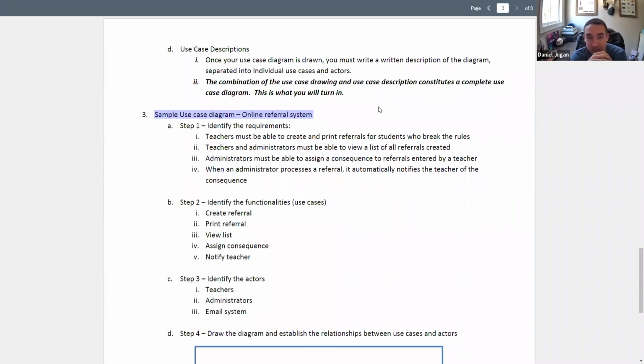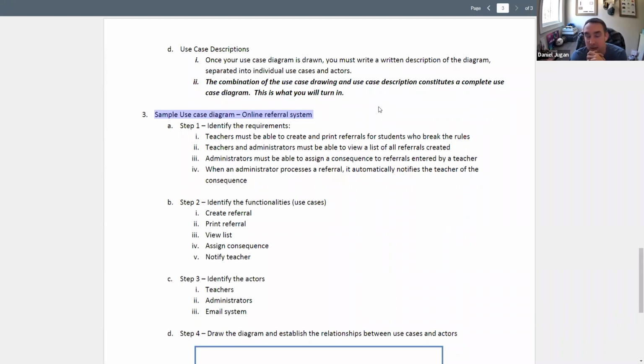Number two, teachers and administrators must be able to view a list of all referrals created. Okay, so now we're made aware that there's some sort of database of referrals that have been created, and both teachers and administrators need to be able to view the list. Okay, number 3, administrators must be able to assign a consequence to referrals entered by a teacher.